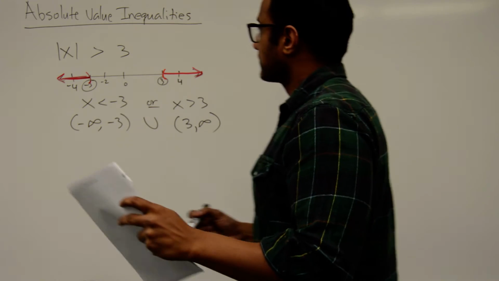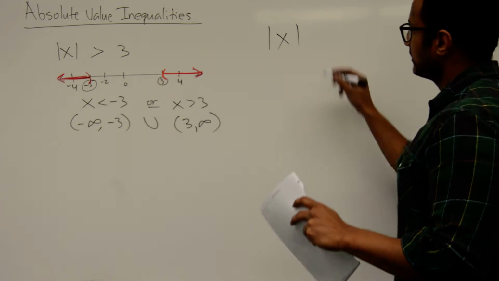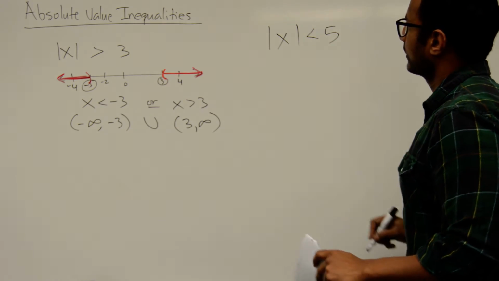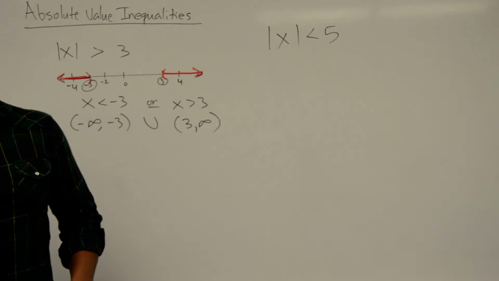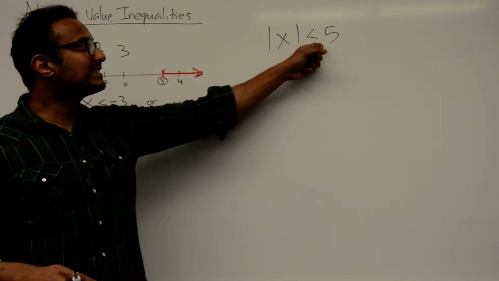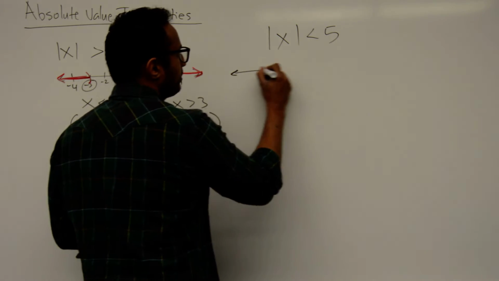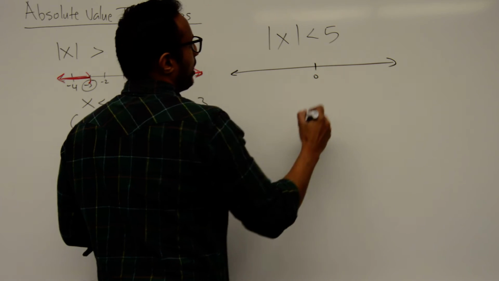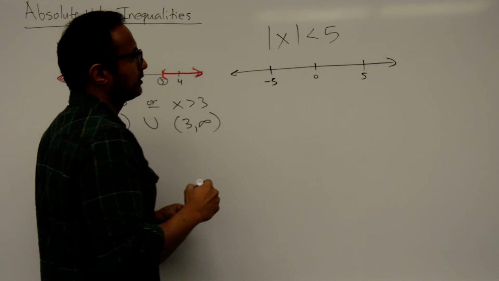What if we had this? What if we had the absolute value of x is less than 5? Okay, so now we're asking the opposite question. We're asking which numbers are less than 5 spaces away from 0. Okay, so on a number line, here's 0. I know because I have absolute value, 5 and negative 5 are somehow going to be involved.